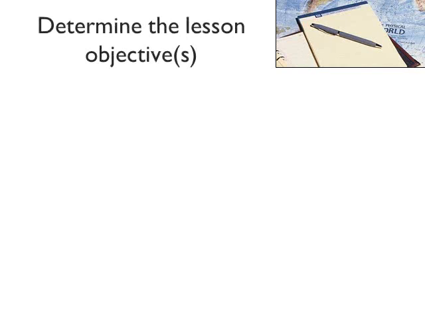The first thing we need to do is to determine our lesson objectives. That is, what are we trying to accomplish? In a way, this is what's been called backward design. That is, you think about where you want to end up, what's the goal you want to achieve, and then you work backwards on how you can best achieve that goal. So first you want to think, what are the objectives for today? What do you want to cover?